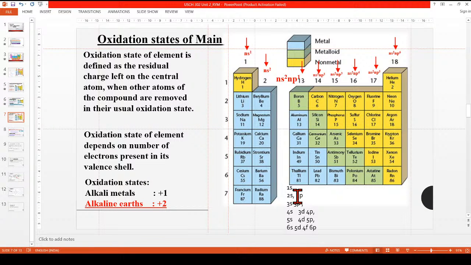Okay, then oxidation states. The common oxidation state is +3. For +3, it will lose 2 electrons from S and 1 electron from P. But in this case, due to inert pair effect, gallium, indium and thallium do not show +3 oxidation state, they show +1 oxidation state. This NS2 electron pair remains as it is.